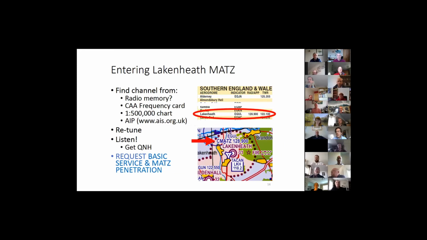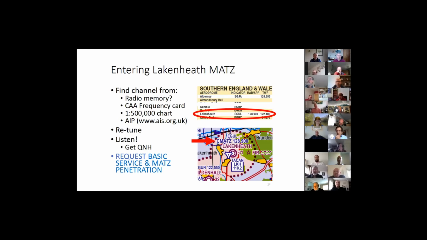So if we were entering the Lakenheath MATZ, first thing we'd have to do is find the channel. It may well be programmed into your radio memory. Do make sure your radio is kept up to date. If it's not in your radio memory, then the CAA frequency card is a useful resource. Print it out, tuck it into your side pocket. They update it a couple of times a year, so make sure you have a current one. That clip in the top right of the slide is from the late 2019 frequency card.